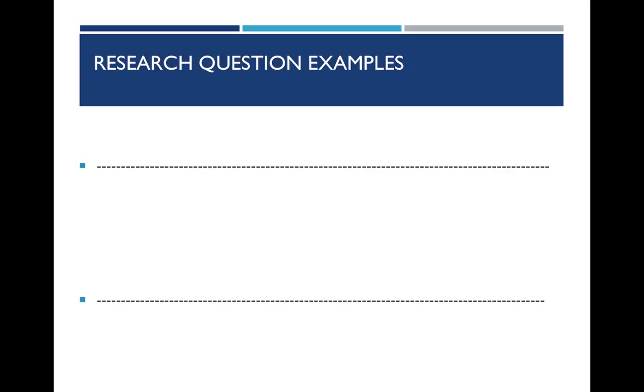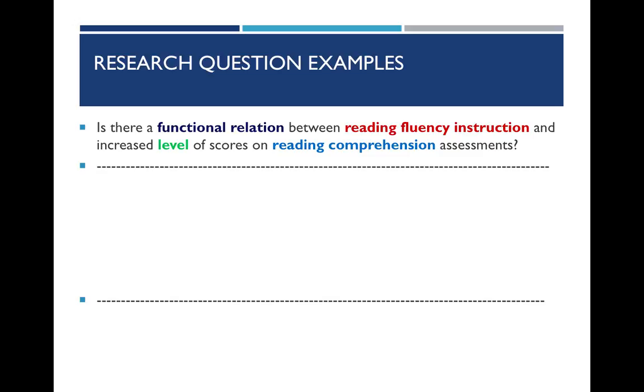Take a look. So here are some examples in which to put this combined those four elements. So here's a research question. Is there a functional relation between reading fluency instruction and increased level of scores on reading comprehension assessments? So if we were to go through the four things we're looking for, reading comprehension is the dependent variable. The study is focused on improving the ability with which students are able to read and understand what they're reading. The independent variable is reading fluency instruction.